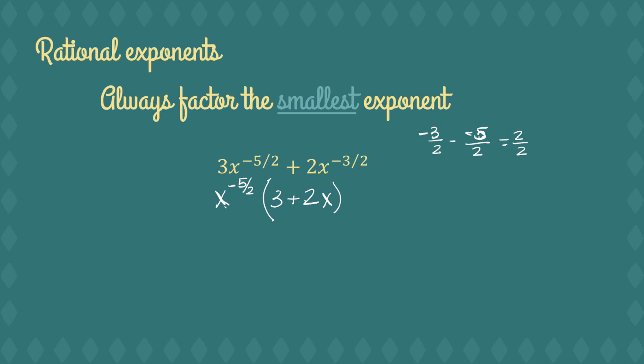Okay, think about that for a minute. See if that makes sense, okay? We are factoring out the smallest exponent, the variable to the smallest exponent, which means we are subtracting exponents. Let's try another one.